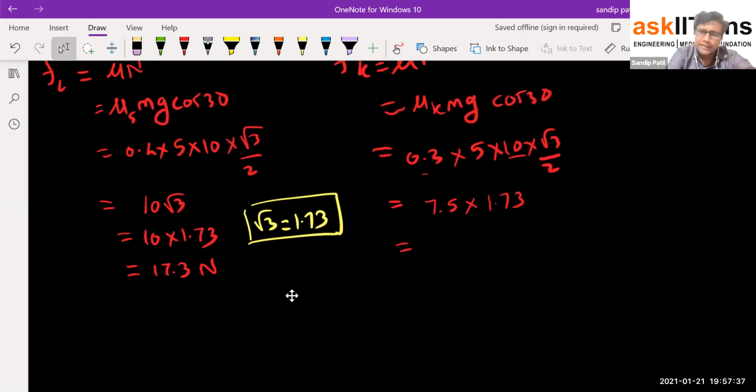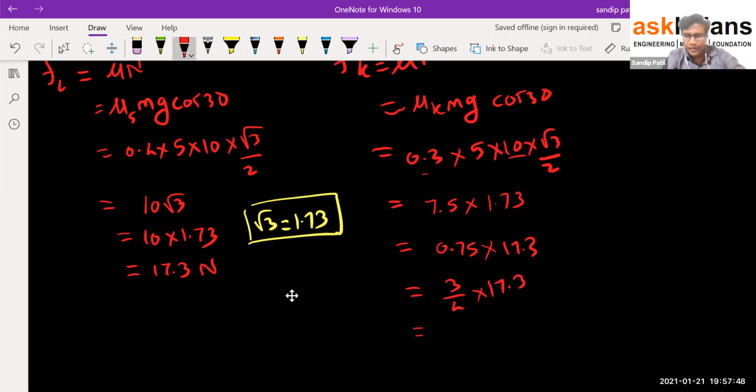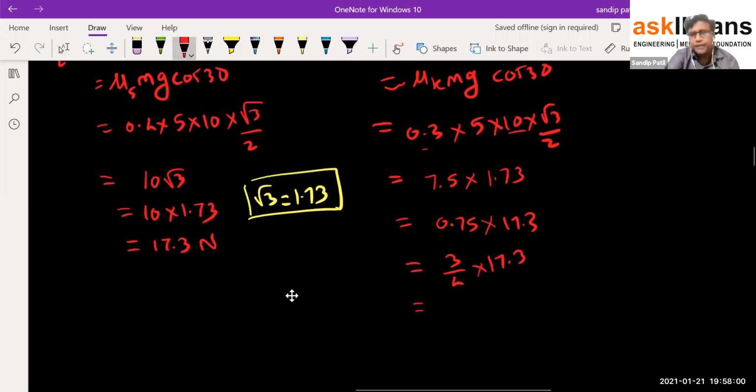Now 7.5 becomes 0.75. I can say this is 0.75 into 17.3, or 3 by 4 into 17.3. Then I just use a little trick to solve this type of question. Remember, 0.75 means I'm shifting the point one place to the left, so 17.3 stays the same value.